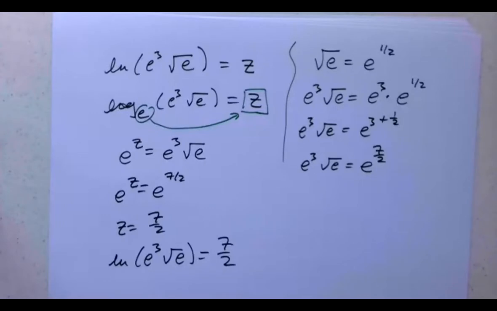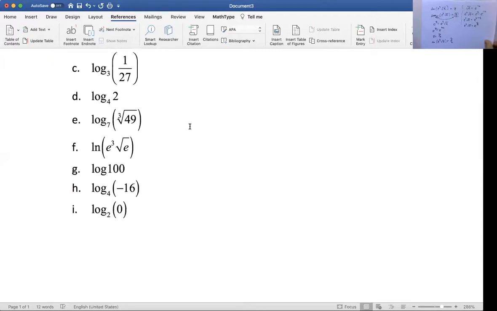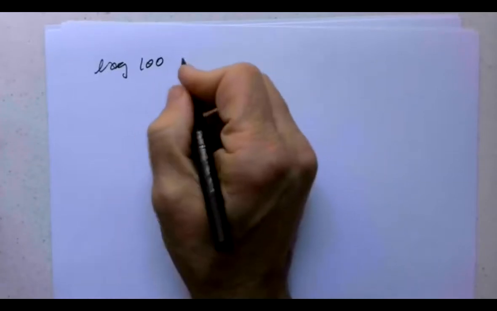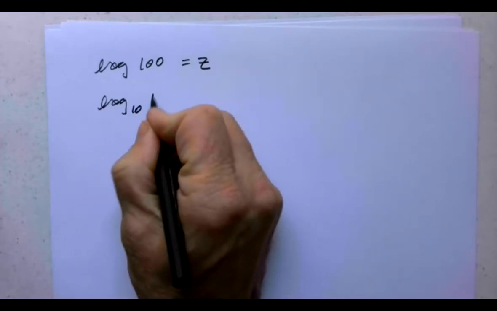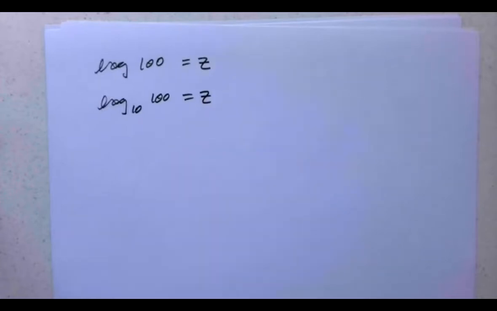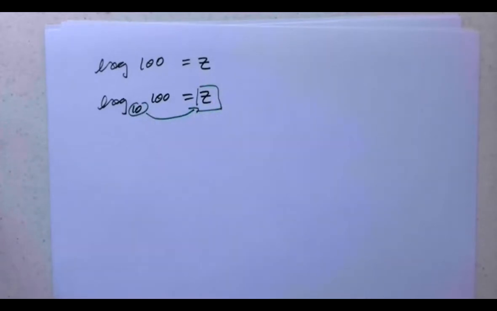All right, let's see what our next question is. We have log of 100. What will that be? Remember, LOG really means log base 10. So currently I have LOG of 100 equals Z. I'm going to write down what that means. That means log base 10 of 100 equals Z. Then we circle the base, box the exponent, 10 to the Z equals 100.